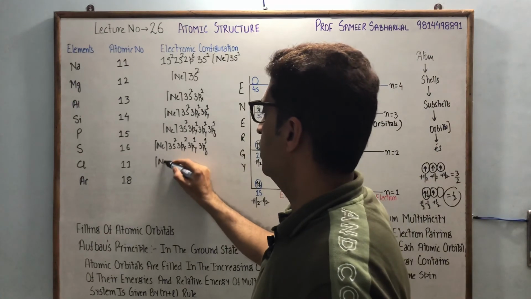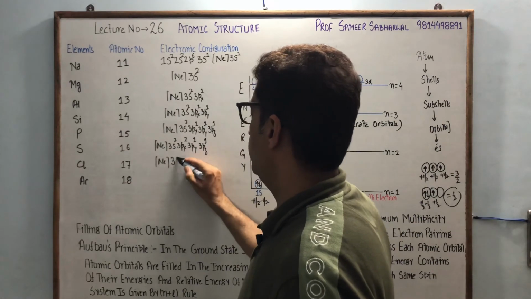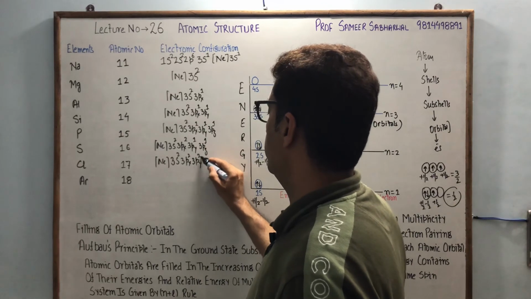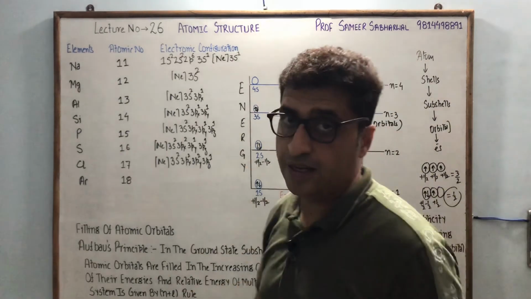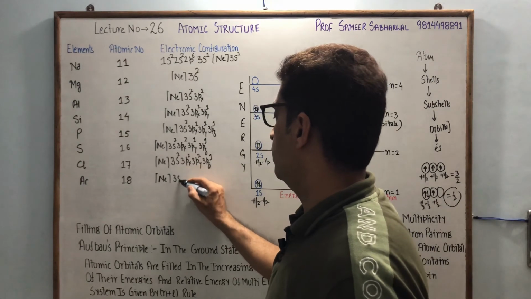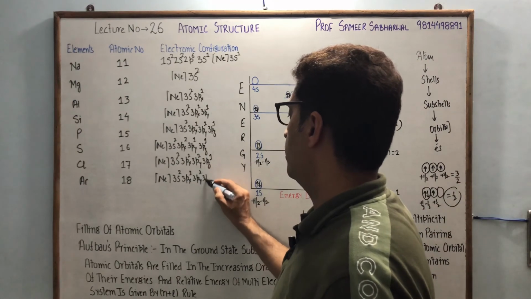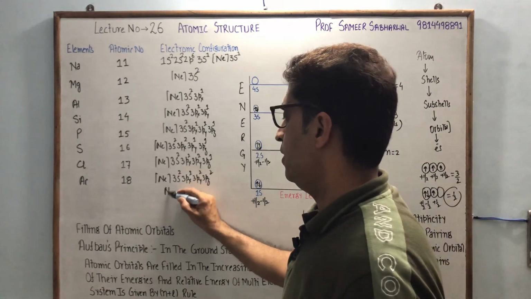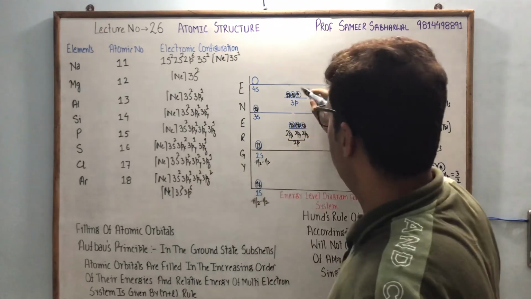Then neon, this is atomic number 17, 3s2, 3px2, 3py2, 3pz1. And finally, last but not the least, neon, 3s2, 3px2, 3py2, 3pz2. Or this is neon, 3s2, 3p6, because subshell is completely filled.